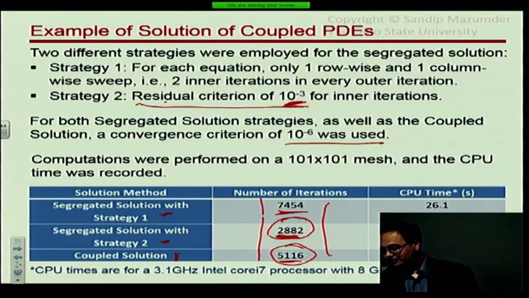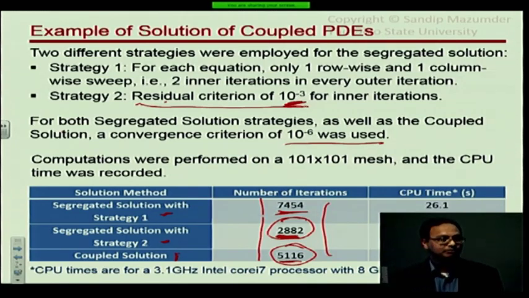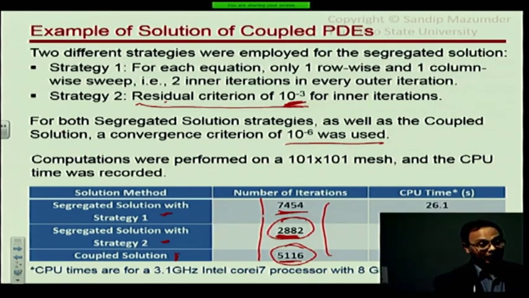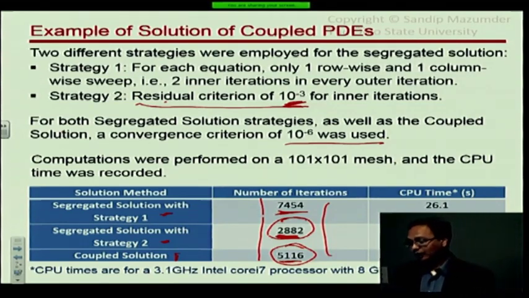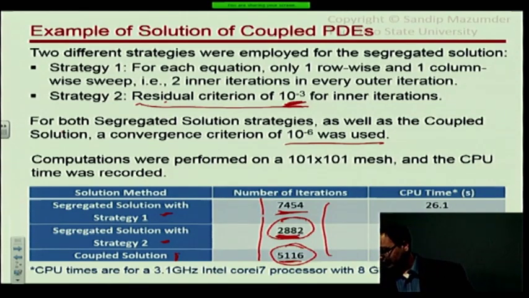Why? Because within each outer iteration, I'm converging each equation by 3 orders of magnitude. That takes a lot of inner iterations for each equation. I haven't counted how many iterations it's taking on average, but I suspect quite a few, a few hundred probably. So even though this number is low, the cost per iteration is pretty high, and so the overall CPU time is high.